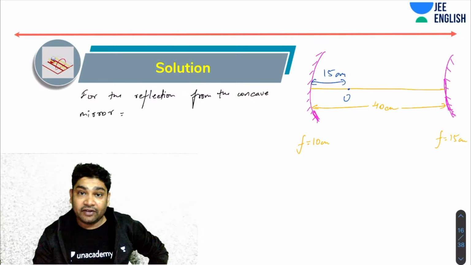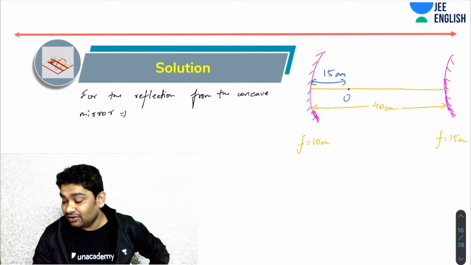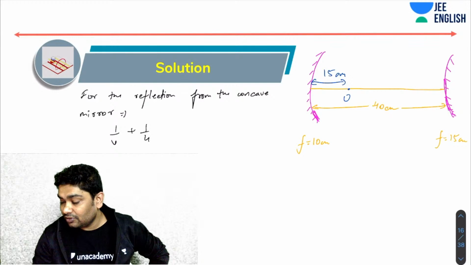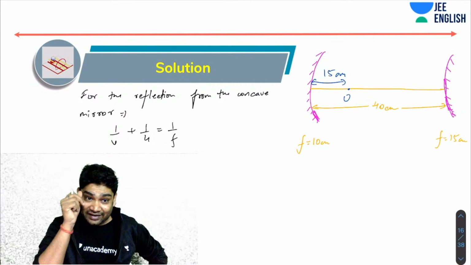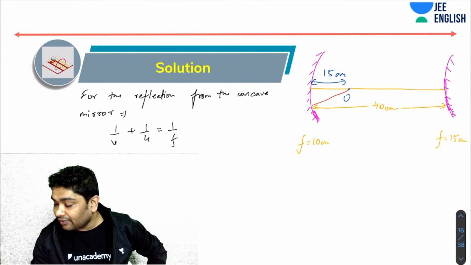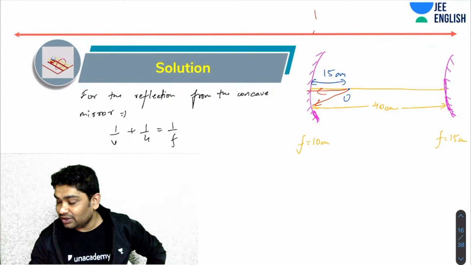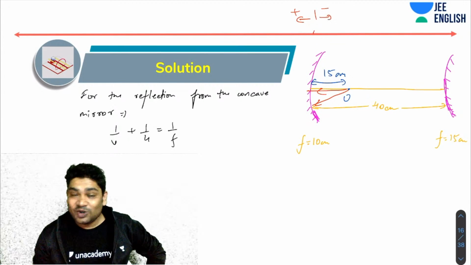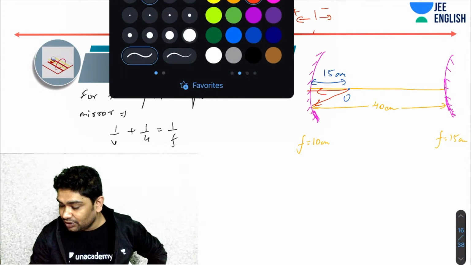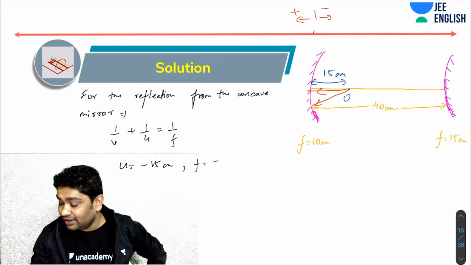For the reflection from the concave mirror, I can use the mirror formula and say 1 over V plus 1 over U equals 1 over F. And if I write the values, I told you if the light is traveling in this direction for this mirror, this direction is taken as positive. This will be taken as positive, and this will be taken as negative. So obviously your focal length would be negative, which you already know. So U is minus 15 centimeter and F is minus 10 centimeter.